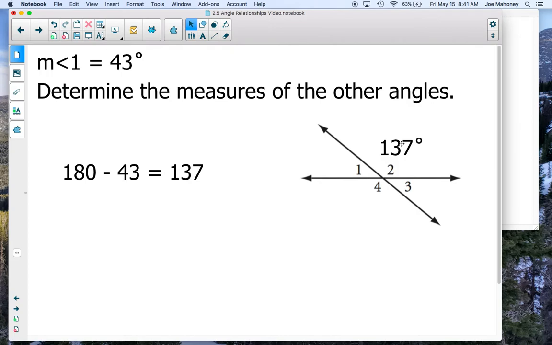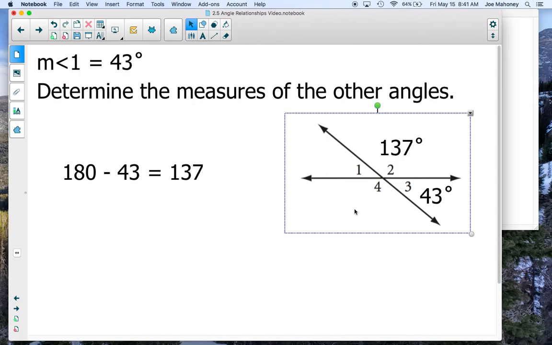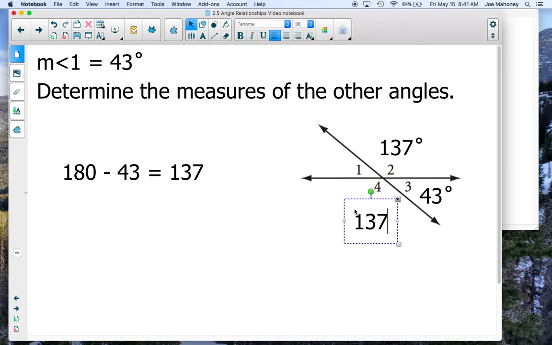Now, you know that angle 2 and 3 form a linear pair of angles. They're supplementary, so 180 minus 137 is 43 also. Or maybe did you notice that angles 1 and 3 are vertical angles, and vertical angles are congruent? Either way, you should get that angle 3 is 43 degrees. And then either using the linear pair conjecture or the vertical angle conjecture, you can get that angle 4 is 137 degrees.